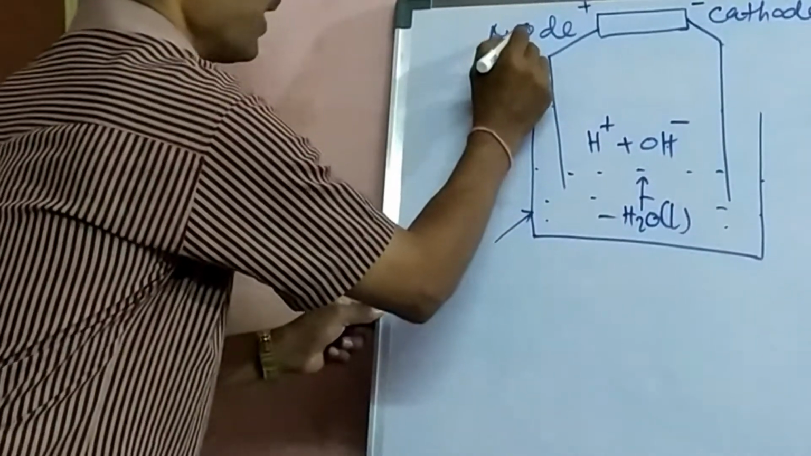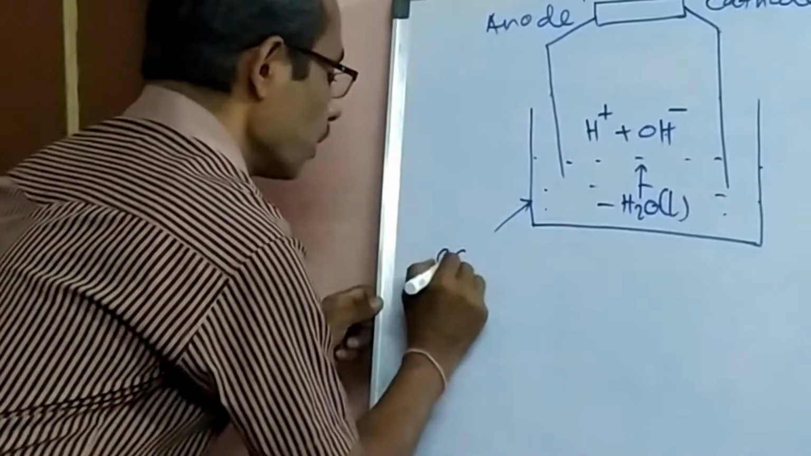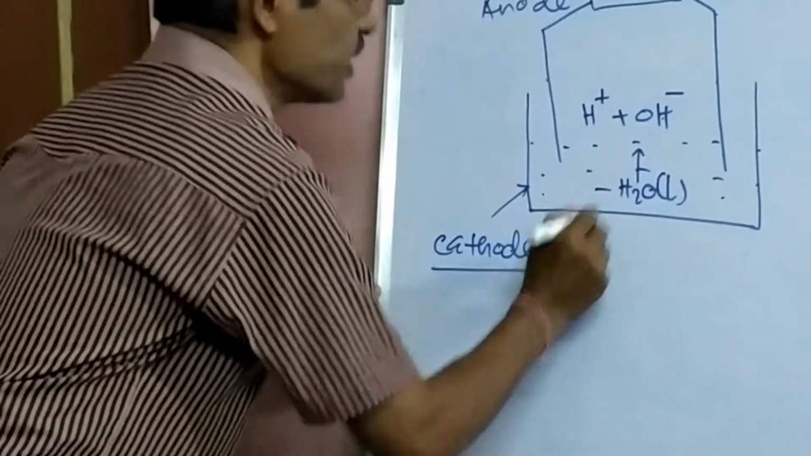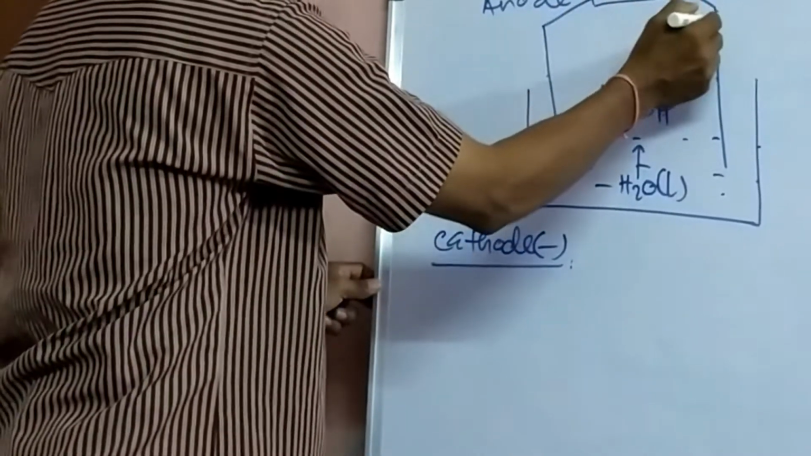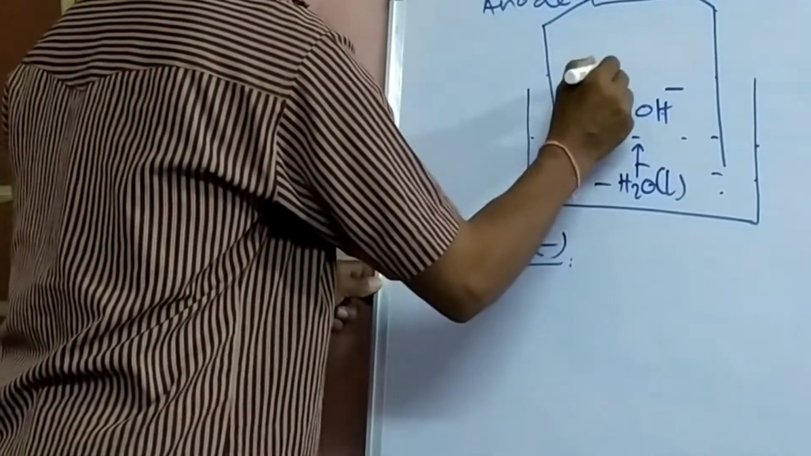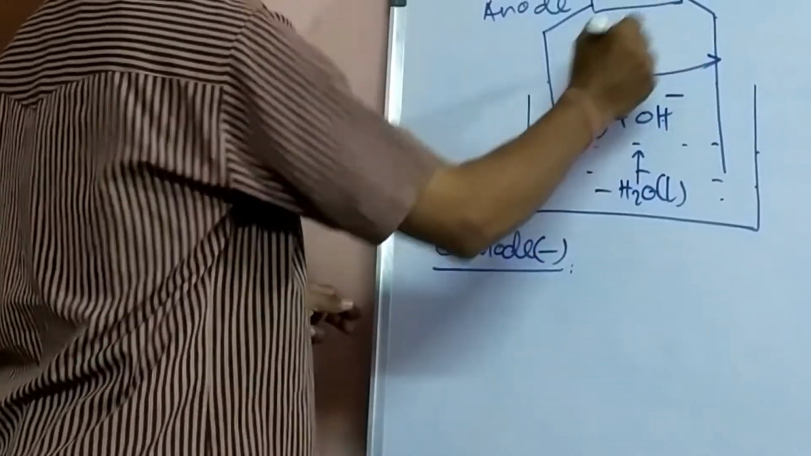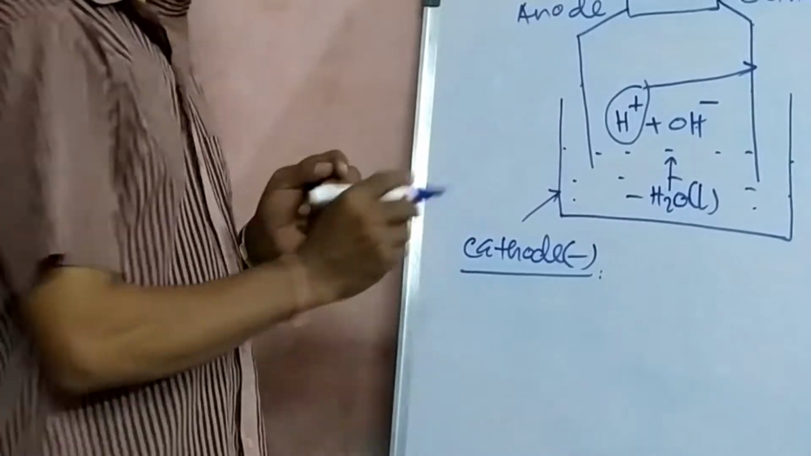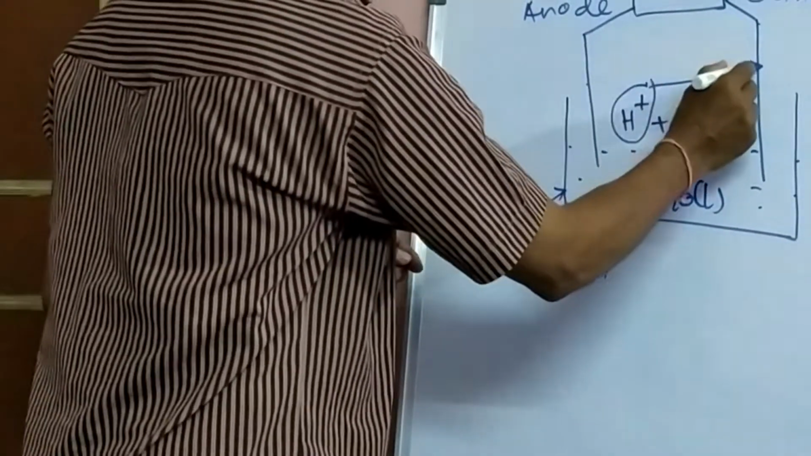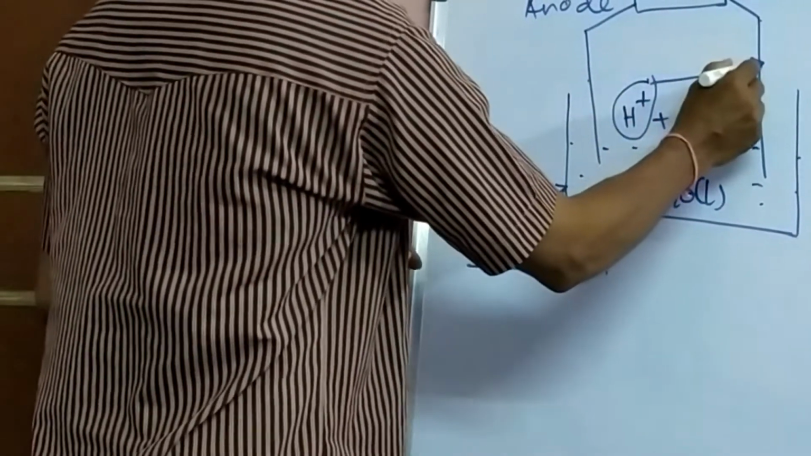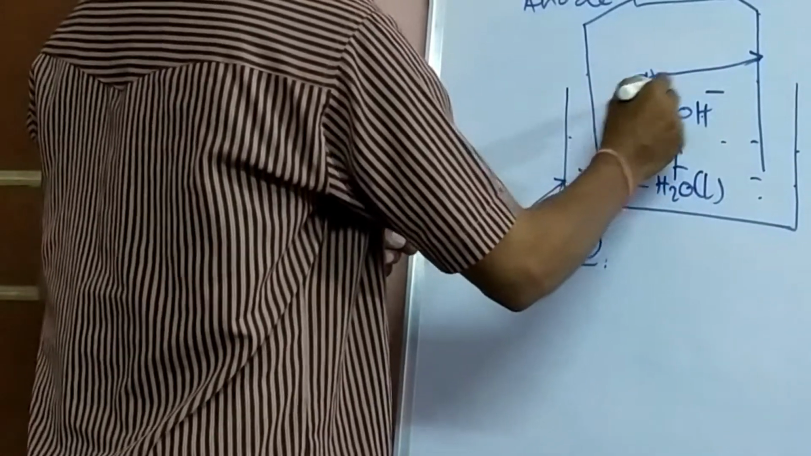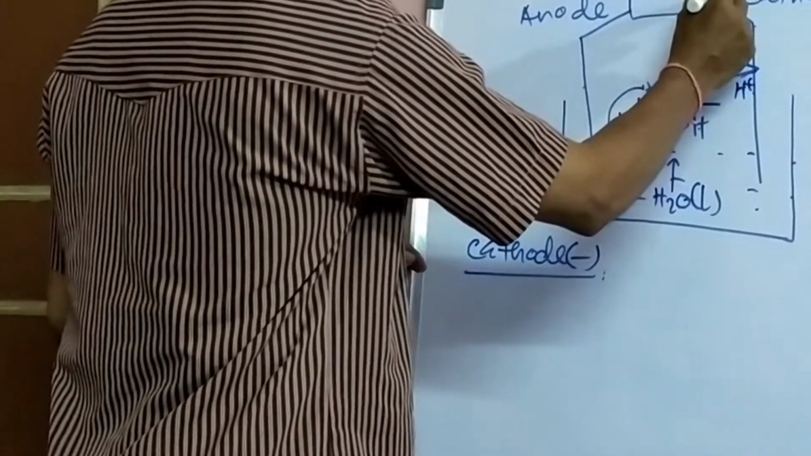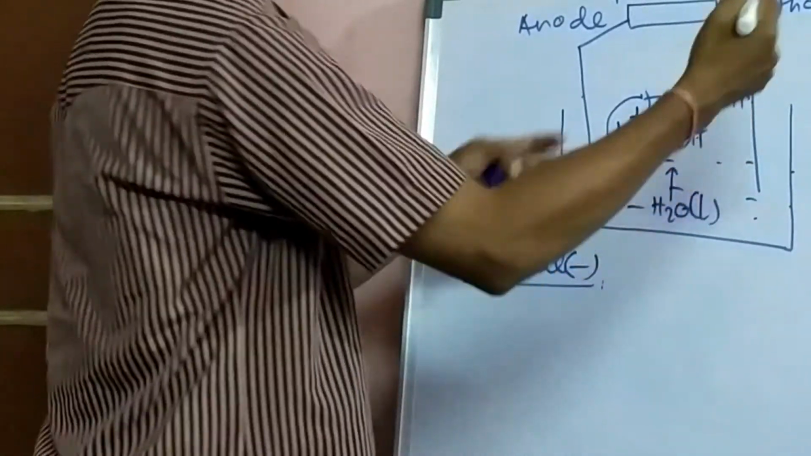Now what happens? What is the cathode? Cathode is negative. As it is negative, the positive ion will move to the negative plate, because ions carrying opposite charge move toward it. So H plus ion moves here. Now when the H plus ion reaches here, it takes the electron because the negative source is there. That's it, it takes the electron and gets neutralized.